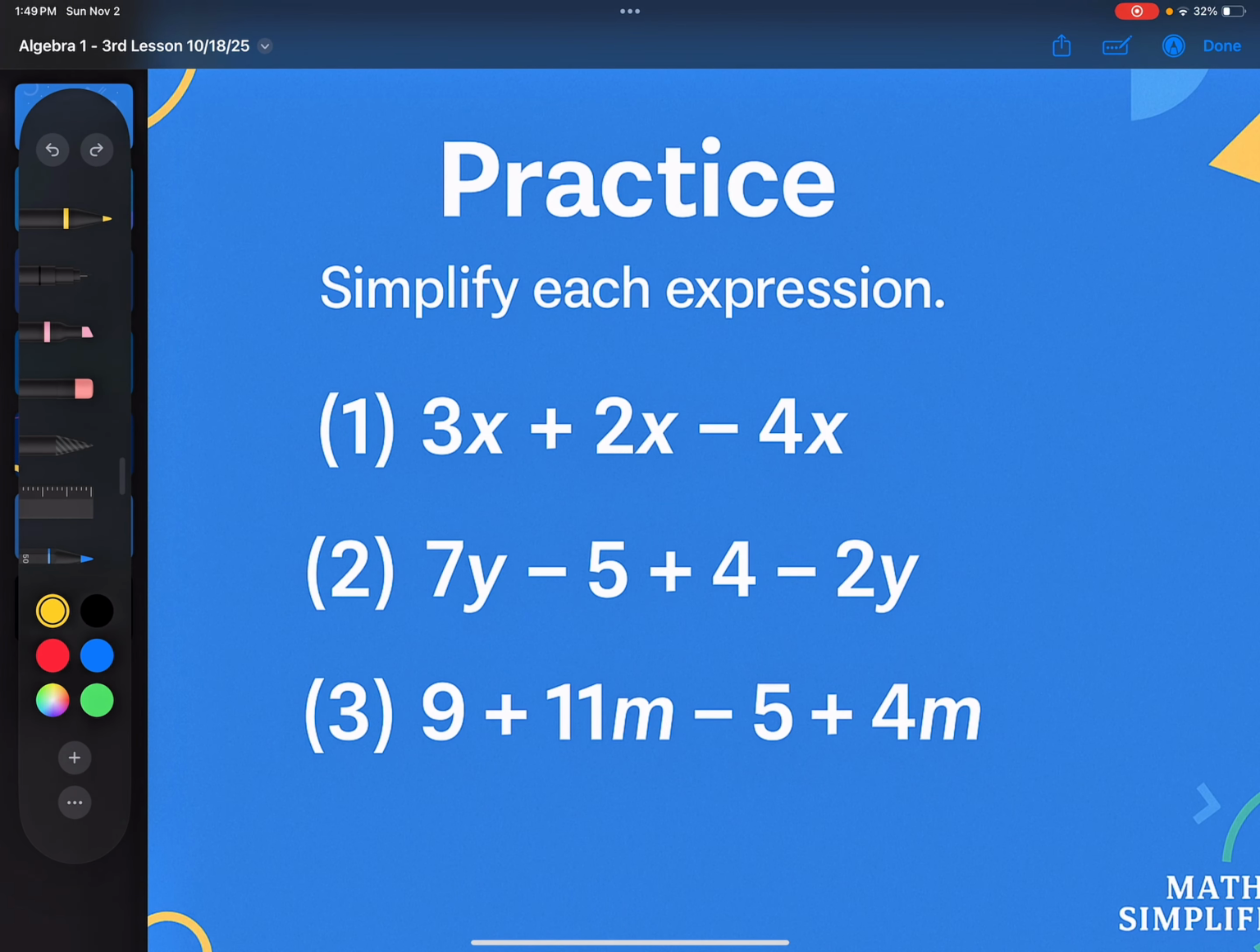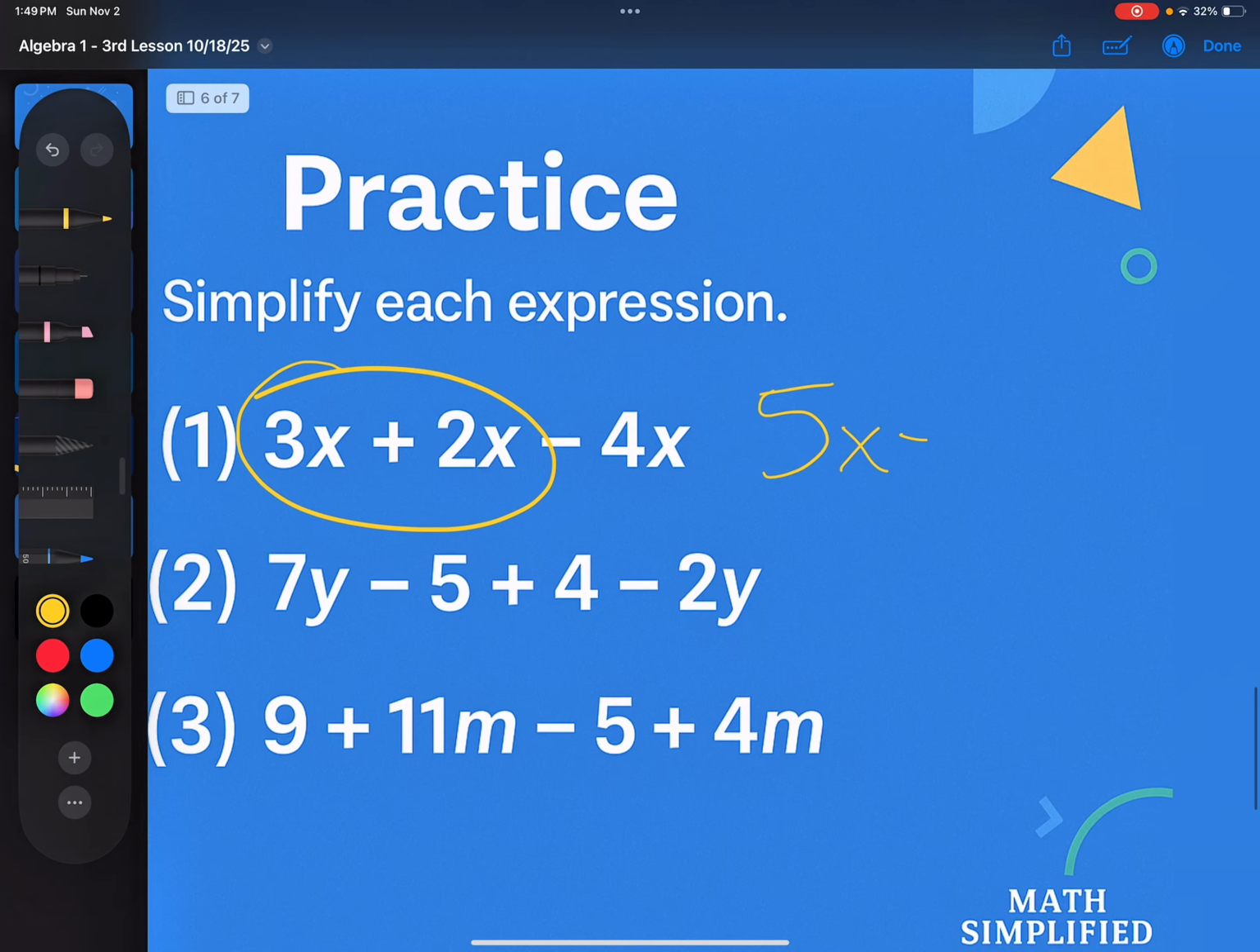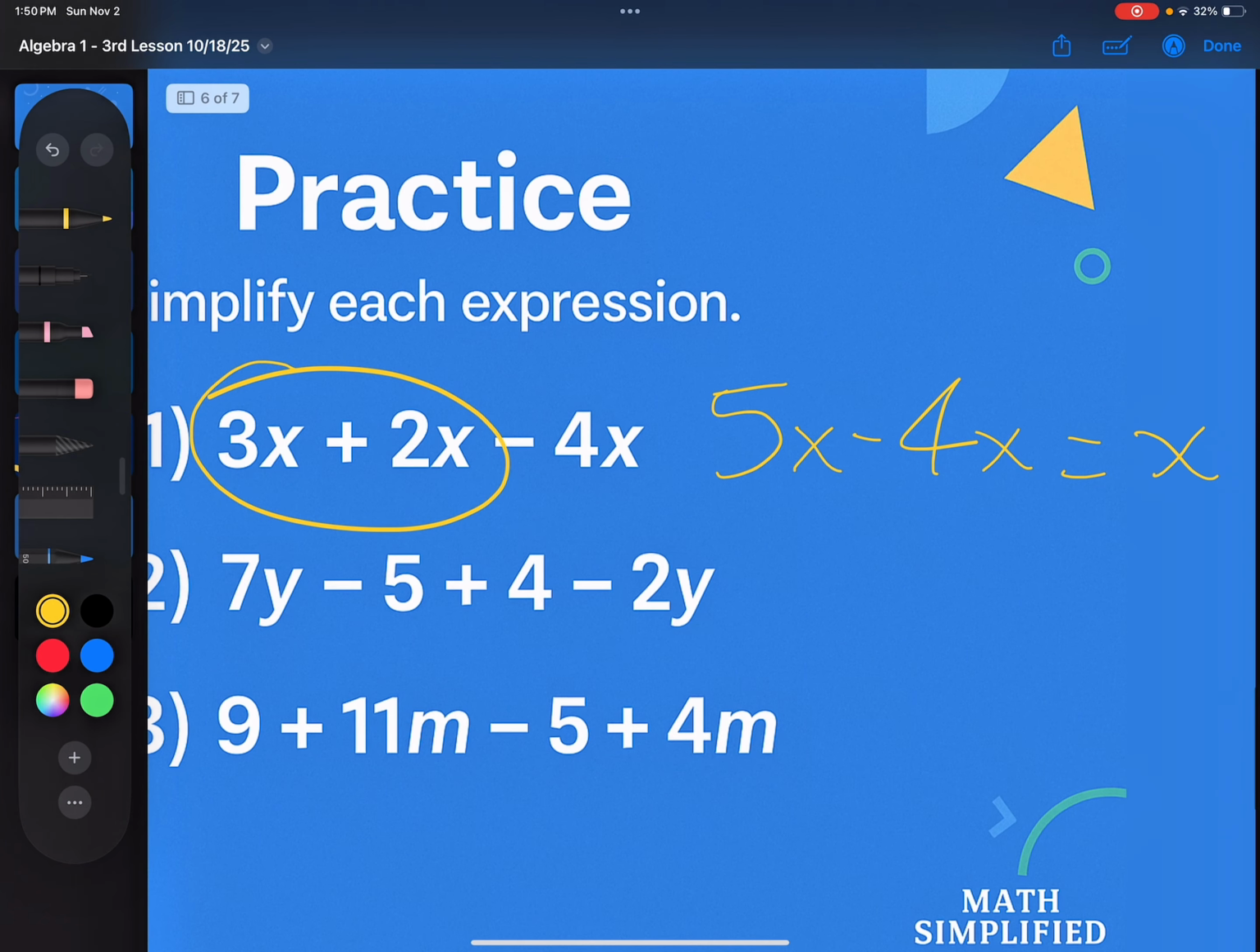Okay, here we have a practice. Simplify each expression. For the first example, we have the same variable. They're all like terms, meaning they all have something in common, which is that they have a variable of x. So we can simplify this even more. 3 plus 2 would be 5x. And then minus 4x would just equal x by itself.